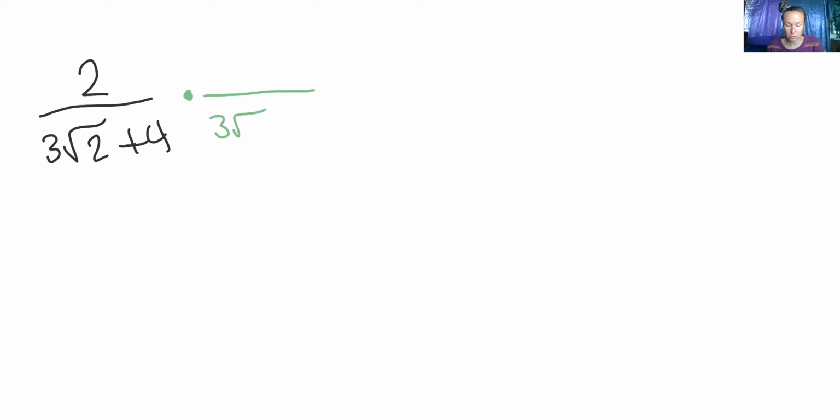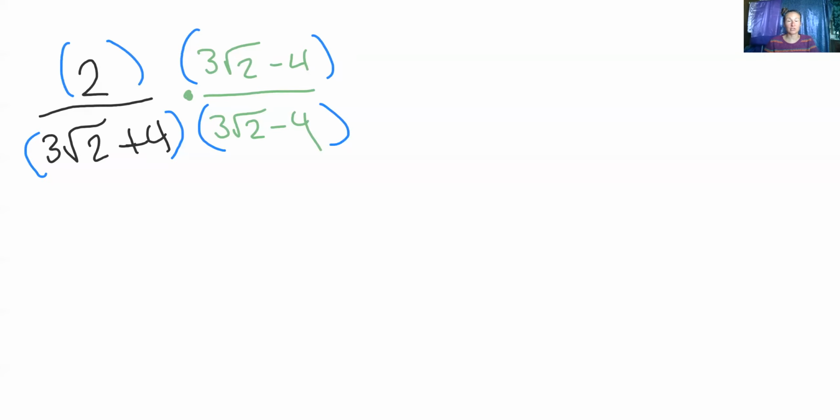Share my whiteboard. There we go. All right, our first example, the 2 over 3 root 2 plus 4. Since we have two terms, we're going to multiply by the conjugate, 3 root 2 minus 4. And whatever we do to the bottom, we got to do the top because we are really just multiplying by a version of 1. Remember, fractions are grouping symbols, so we really have parentheses everywhere here. So we're going to have to use the distributive property. Don't forget that. All right.